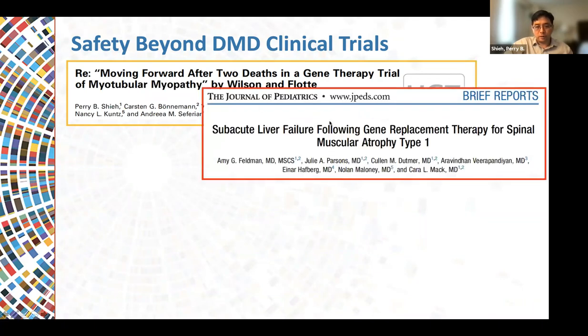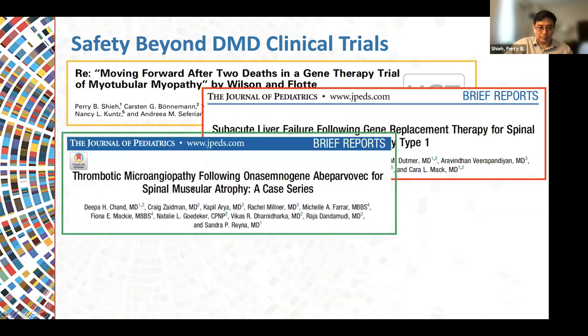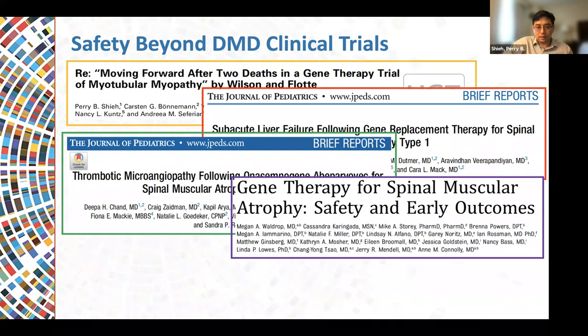And subacute liver failure has been reported in spinal muscular atrophy. Thrombotic microangiopathy, or atypical HUS, is not something that's specific to these Duchenne studies. They're seeing it in spinal muscular atrophy as well, and not in very high frequency, but there have been over 5 cases, I think, reported in the SMA space. And then this is just a study out of Nationwide Children's Hospital where they looked at SMA gene therapy and some of the safety signals that they've seen. So this is all sort of coming out a little bit more than we initially appreciated when we started doing gene therapy.